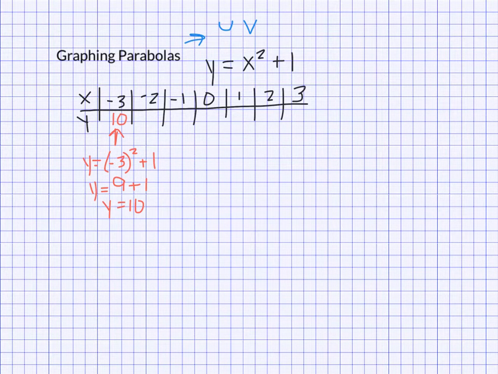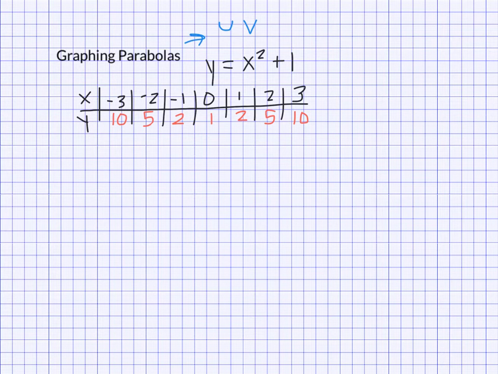So let me do another one. I'm going to do the -2. So once again, y equals, you plug in your -2, square it, add 1. So y equals 4 plus 1. So y is going to equal 5 at this place. So go ahead, pause this video and finish up the table. Unpause it, and the table will be done, and you'll be able to check your answers.